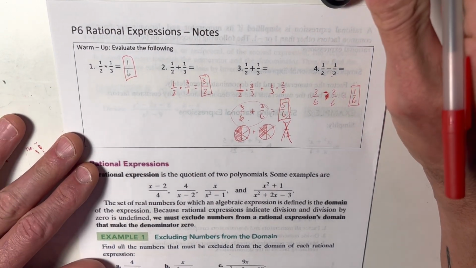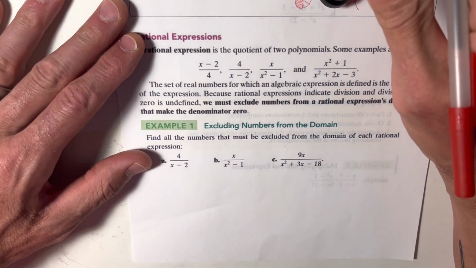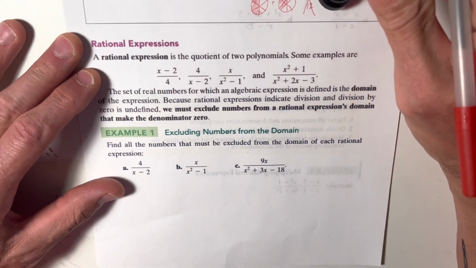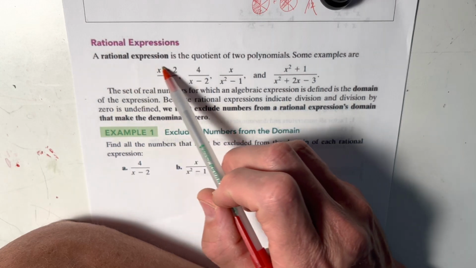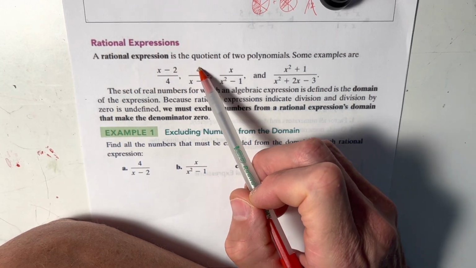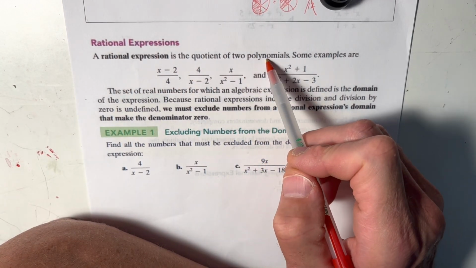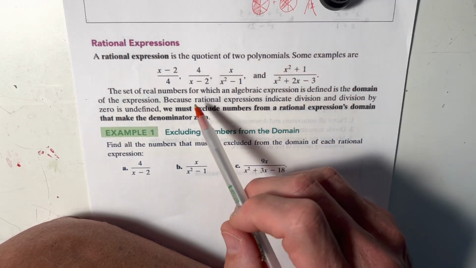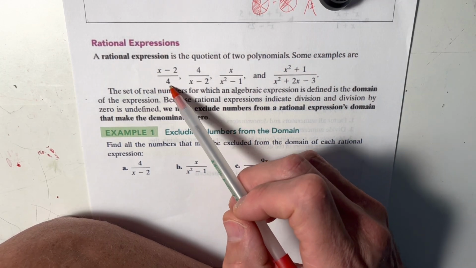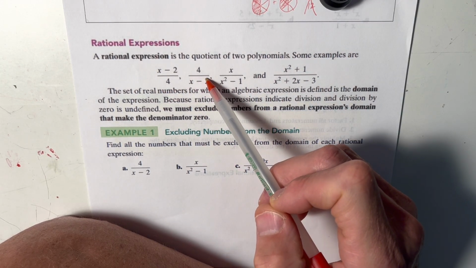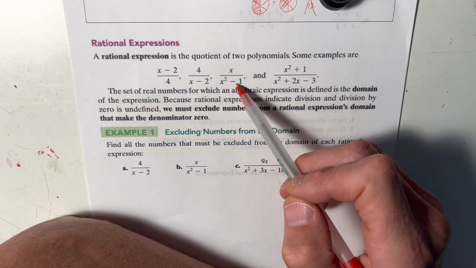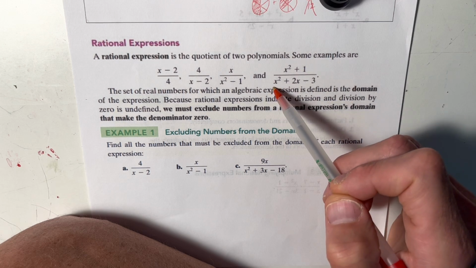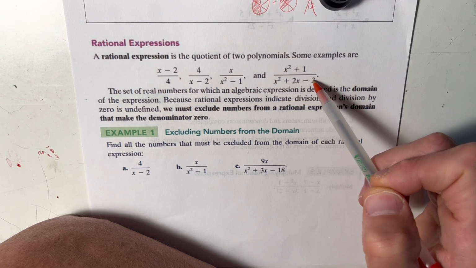All right, I'm going to slide down here. So now what we're going to start off with is rational expressions. I'm going to read some of this to you and point out the important stuff. A rational expression is the quotient, right, two things divided by each other, of two polynomials. Some examples are x minus 2 over 4. Another example is 4 over x minus 2. We got x over x squared minus 1, and x squared plus 1 over x squared plus 2x minus 3.